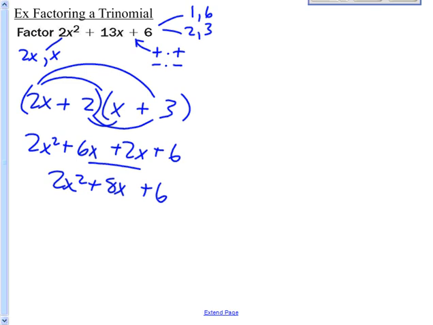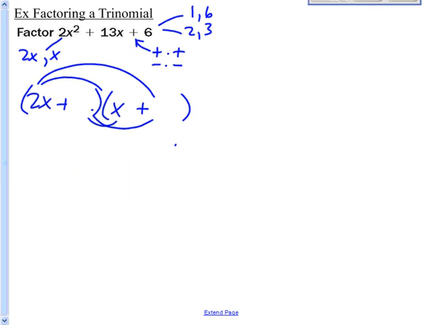I could flip-flop the 2 and the 3, and then I say, well, that's not it. I try something else. I say, you know what? Let me try 1 and 6 now. Let's see if the 1 and 6 works. I try 1, I try 6, I do it again.